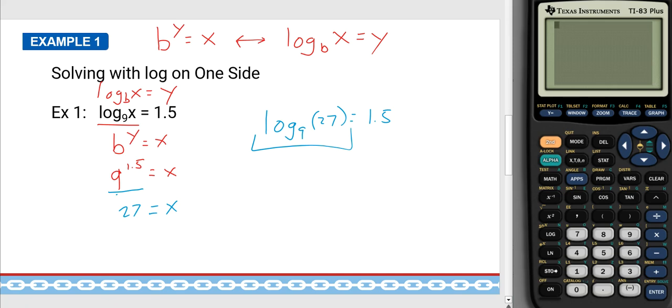So I can enter this into my calculator, log of 27 divided by log of 9. And if I've done things correctly, I get 1.5. So there we go on example 1.